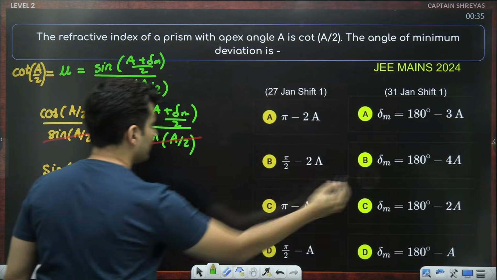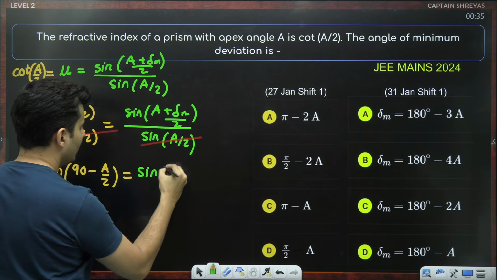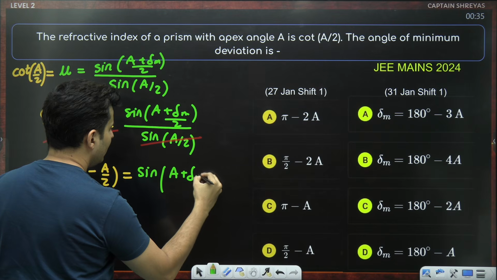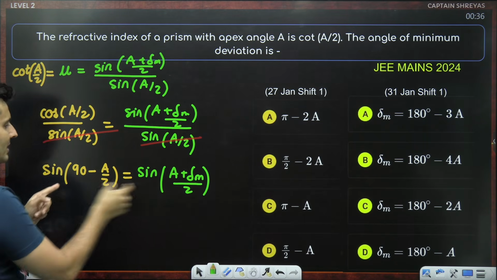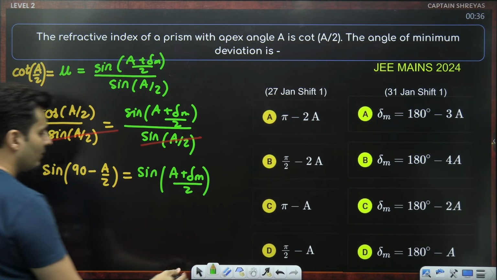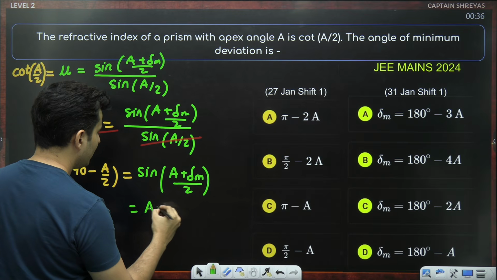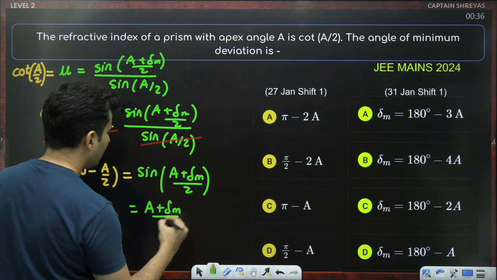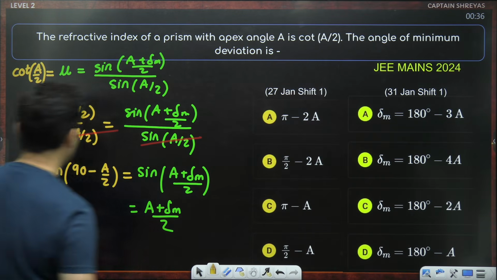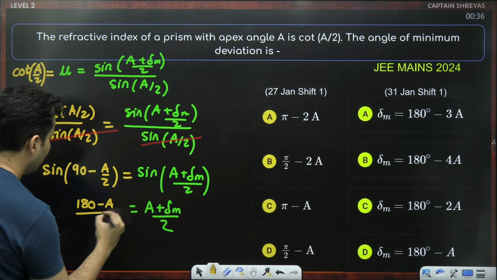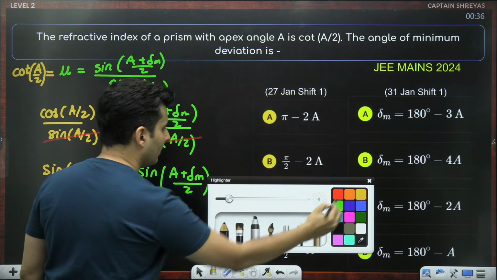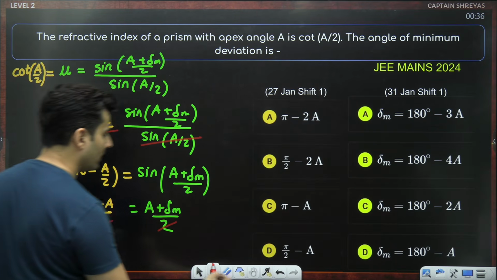And this thing is as it is, which is sine of (A plus delta m) divided by 2. Now I can compare the inside thing. So inside terms will be equal. But here, before going ahead, I will obviously take the LCM. So the LCM will be 2. So 180 minus A, the whole thing divided by 2. Of course, again, we can cancel this 2 and this 2 over here.